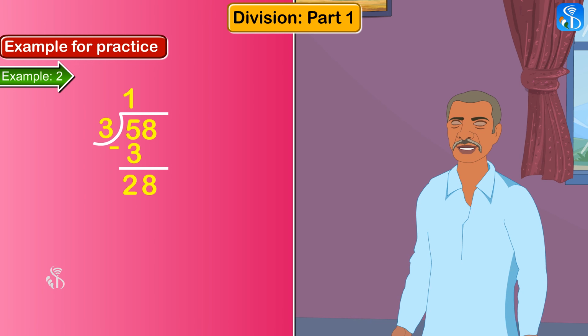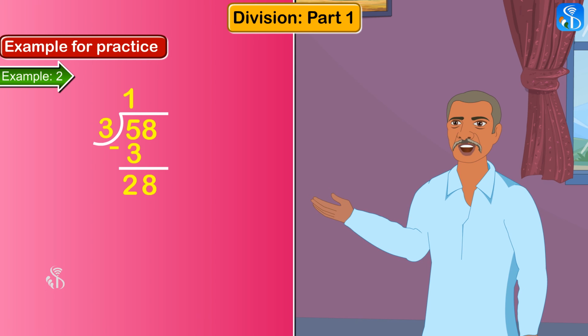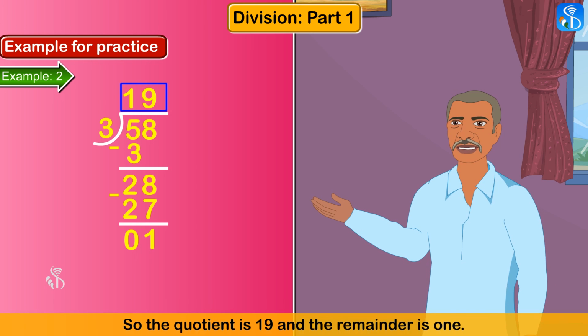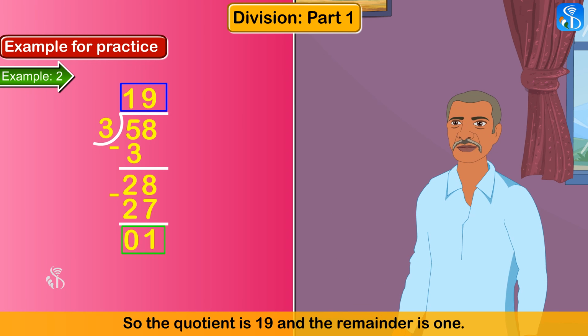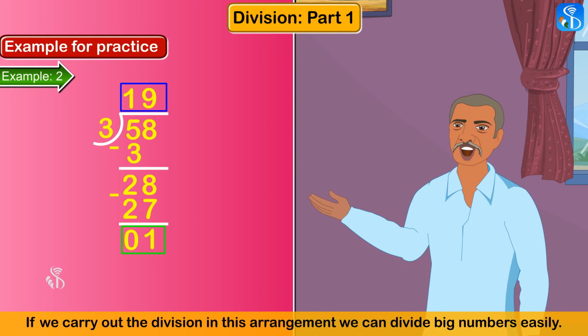28 is not found in 3 times table, but 27 is closest and smaller than 28 and found in 3 times table. 3 nines are 27, so we will write 9 in the quotient. We will subtract 27 from 28. 28 minus 27 is equal to 1, so the quotient is 19 and the remainder is 1. If we carry out the division in this arrangement, we can divide big numbers easily.